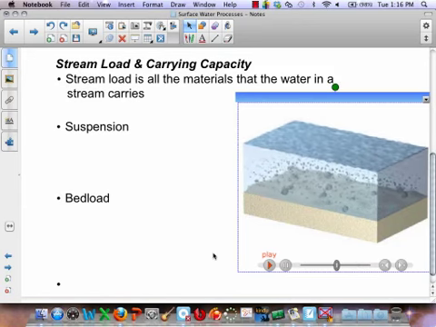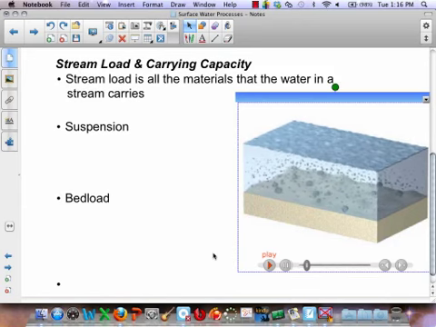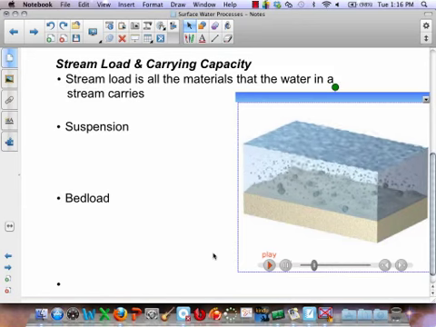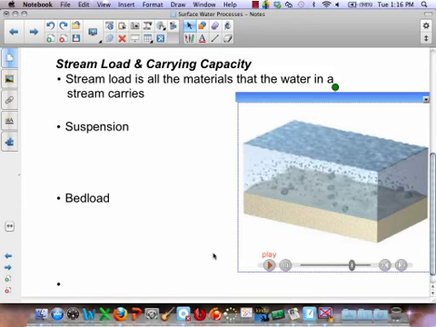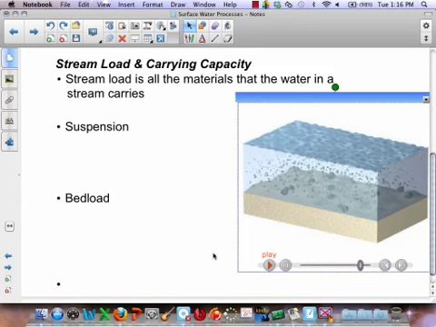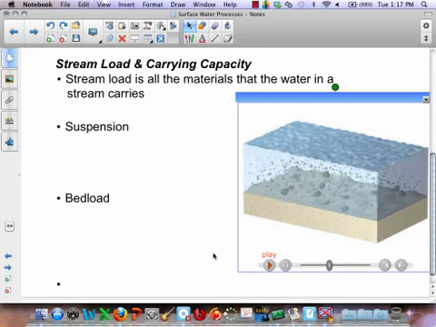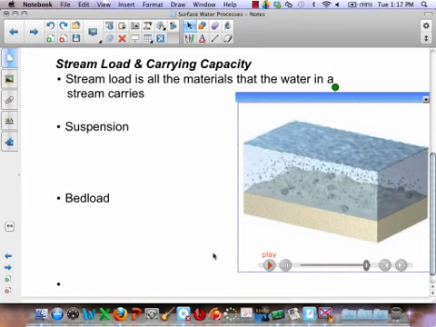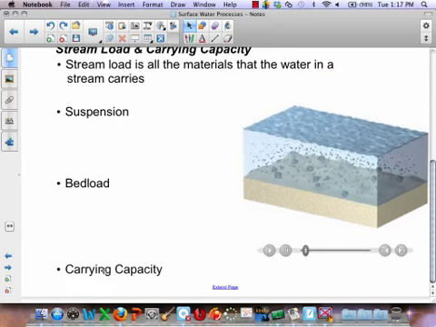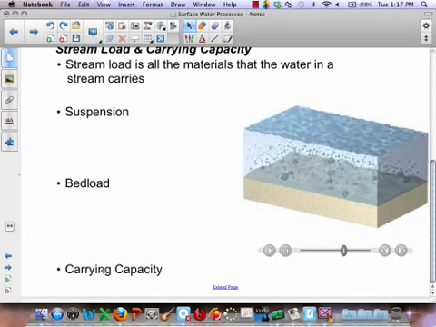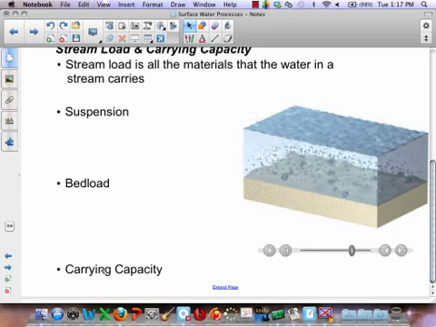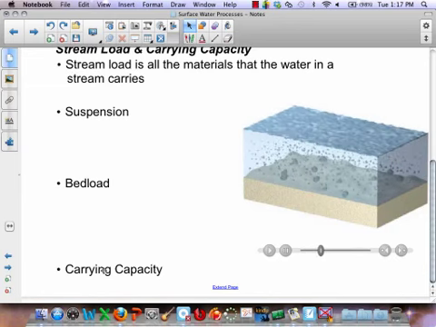All right, now, here's the whole thing though. The stream load is directly connected to this thing that we call carrying capacity. And carrying capacity means the amount of material that the stream can carry. It's the maximum amount of material the stream can carry. I'd write that down.